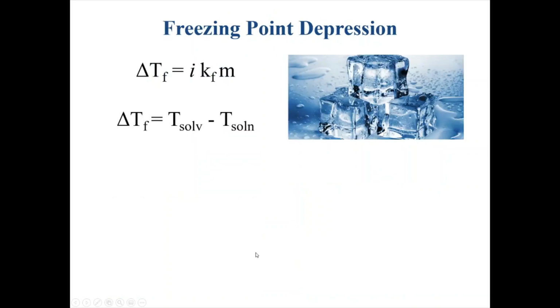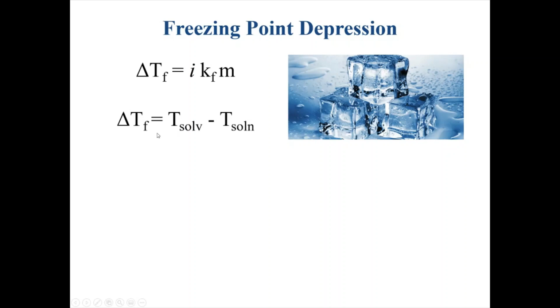So what we're going to focus on today is freezing point depression. In particular, the equation for it is delta T of freezing, meaning the change in temperature of the freezing point, is equal to the van 't Hoff factor i times Kf, which is the freezing point depression constant, times the molality. So again, all colligative properties depend on the concentration of the solute, and the more concentrated the solute is, the larger the effect, in this case the freezing point depression, will be.